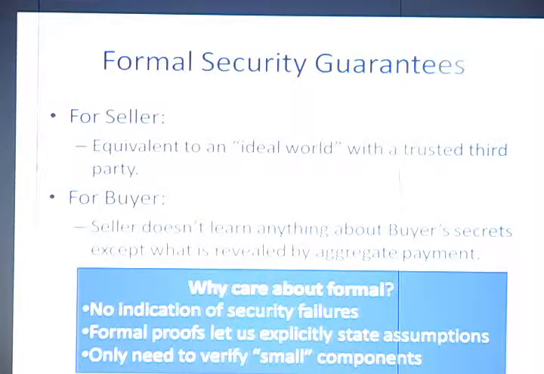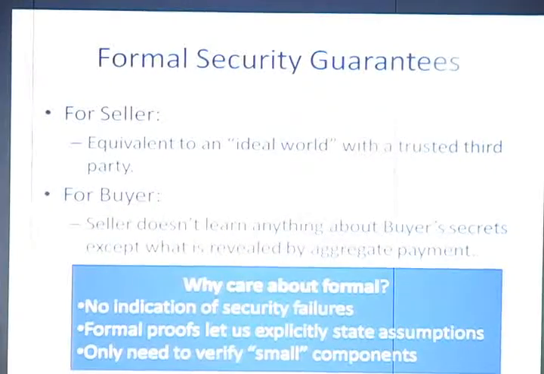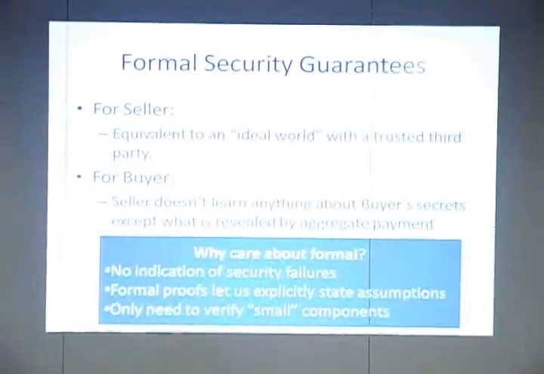For the buyer, we make a slightly different guarantee. It's not equivalent to an ideal world. What we say for the buyer is that the seller doesn't learn anything about the buyer's secrets from a single transaction, anything at all. And from the entire protocol, the seller learns nothing except what she knows from the number of URLs sold. So those are the two types of guarantees we make.